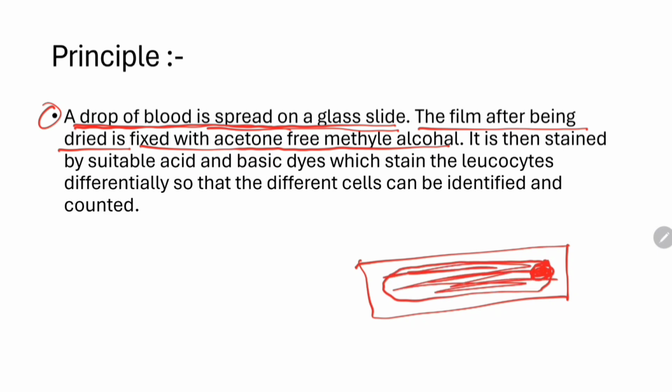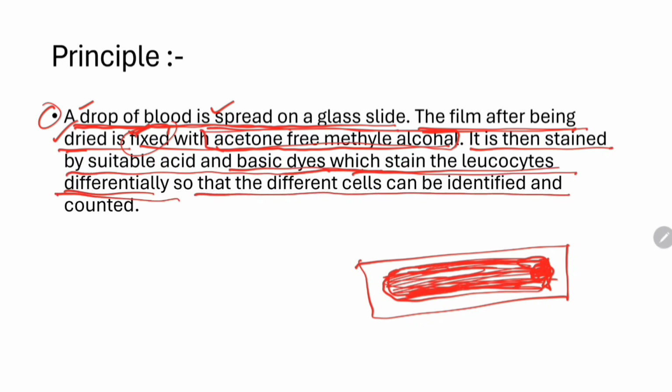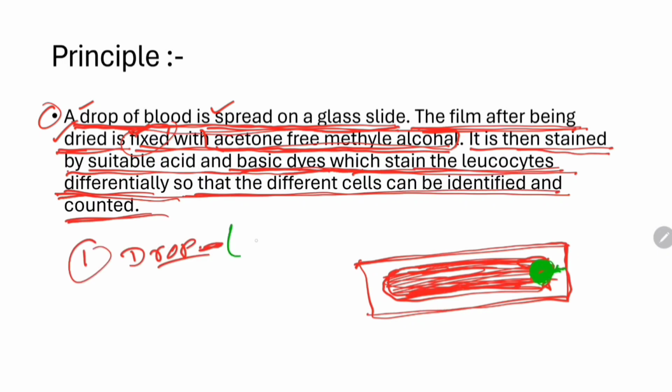After that we have to dry this blood film, and then we have to fix it. How will we fix it? With acetone free methyl alcohol, then stain it with a suitable acidic and basic dye, so that the different cells can be identified and counted. This is a medium size blood drop, not so big and not so small. Then we put the spreader and spread this blood film and make the blood film. After that we dry it, fix it with acetone free methyl alcohol, and then use the dye and count.